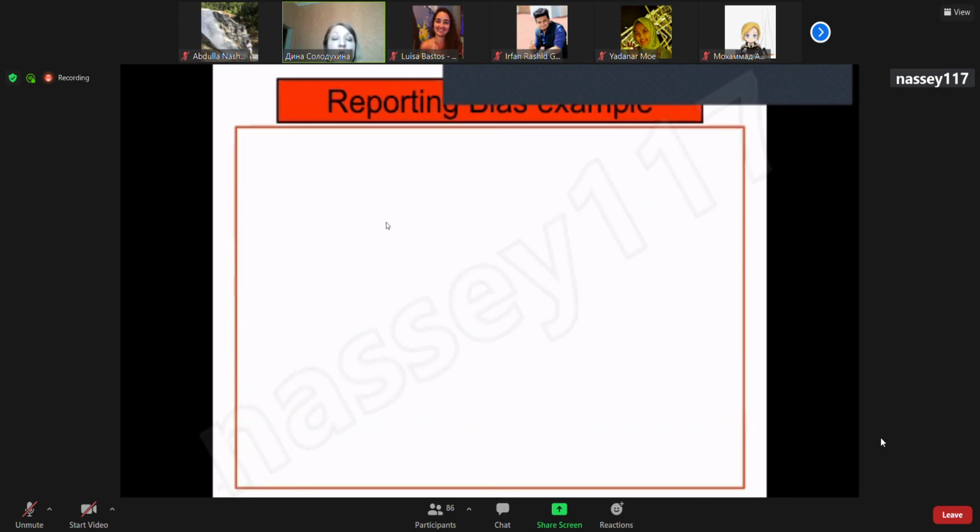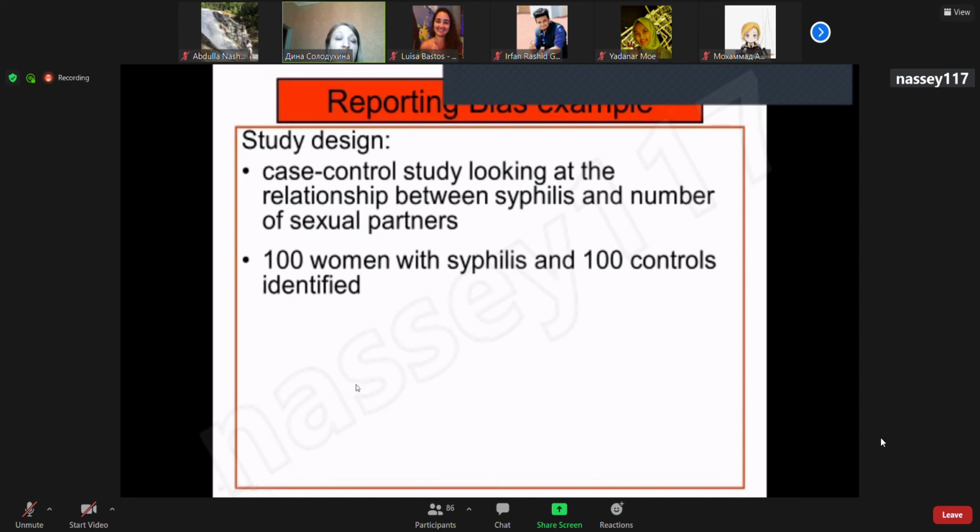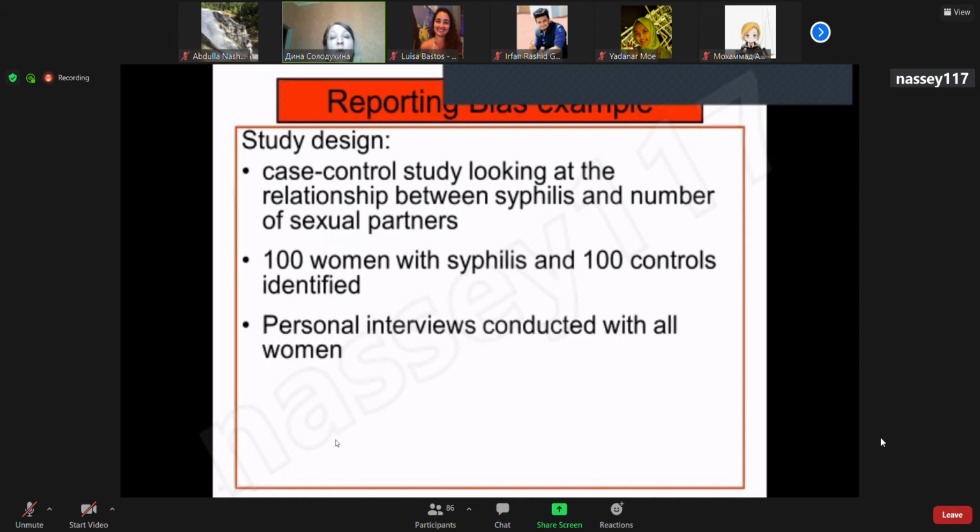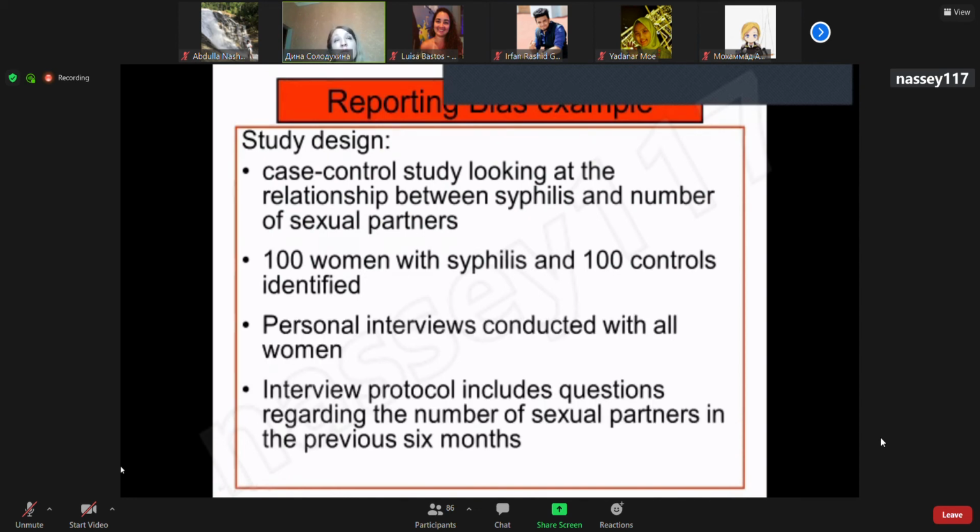Another one is called reporting bias. Reporting bias can be in any study design, but usually reporting bias happens when you ask something very personal or something very private, or information that people find sensitive, these questions.